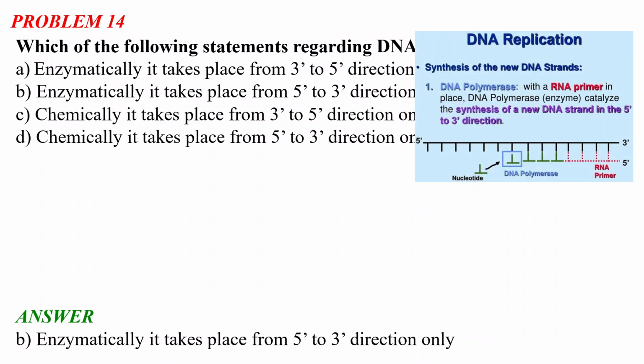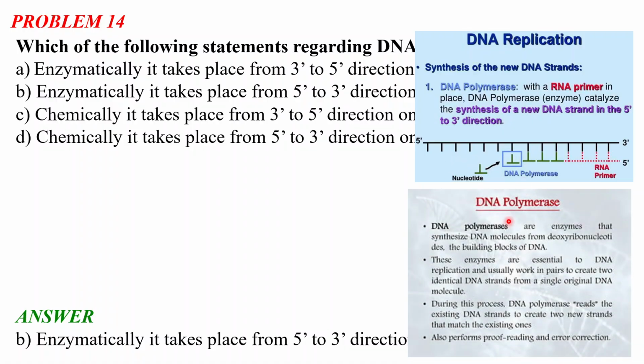So DNA replication is the synthesis of new DNA strands. DNA polymerase is the enzyme which is responsible. With the RNA primer in place, the DNA polymerase enzyme catalyzes the synthesis of a new DNA strand in the 5 prime to 3 prime direction. As you can see, this is the DNA polymerase. These are the nucleotides, and the DNA nucleotides join together to form a new strand.